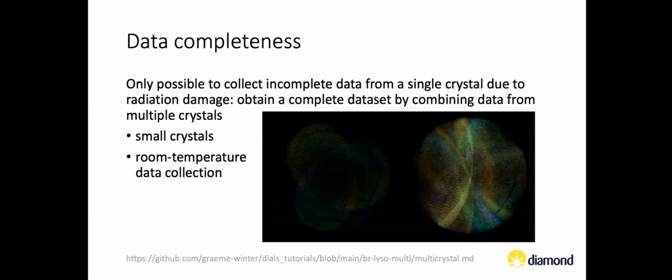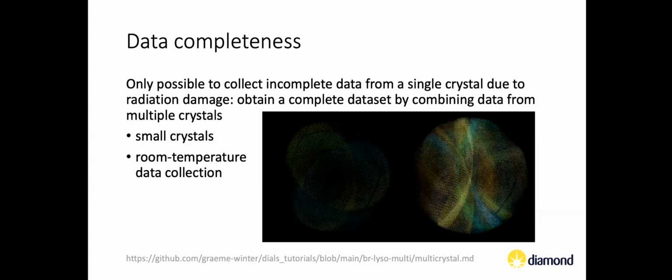So one reason why you might need to collect multiple crystals is if, for whatever reason, it's only possible to collect an incomplete data set from a single crystal because of radiation damage or crystal lifetime. In that case, the solution is to obtain a complete data set by combining data from multiple crystals. That might be if you've got particularly small crystals that you've been able to grow, or maybe you have specific reasons for wanting to do room temperature data collection, which reduces the crystal lifetime.